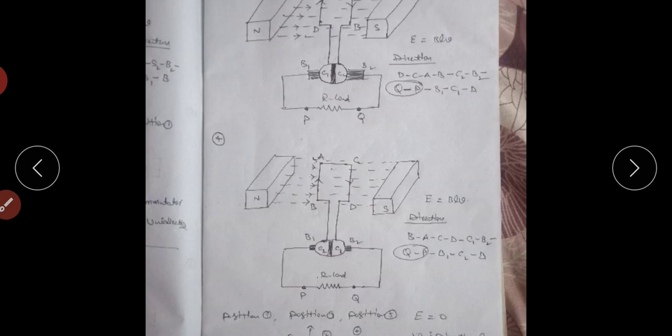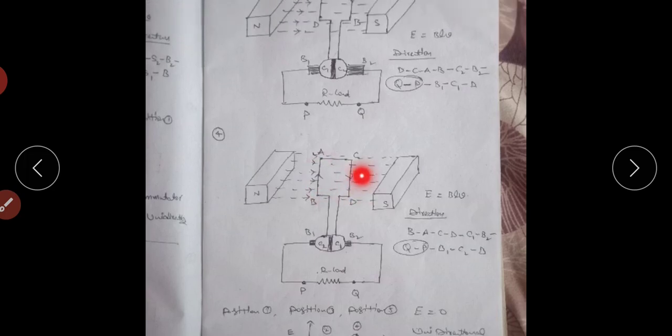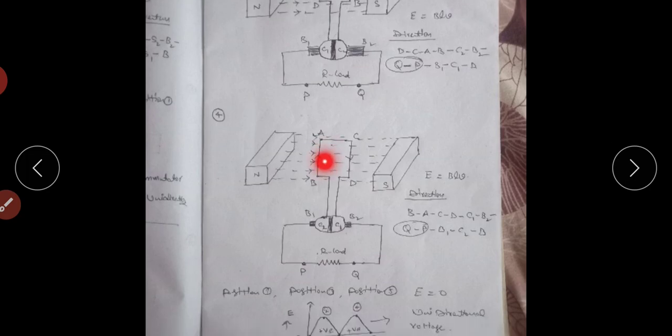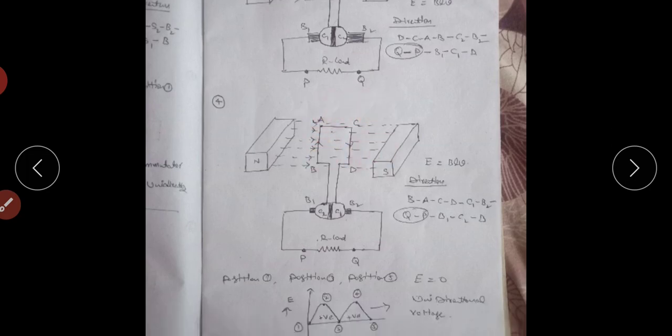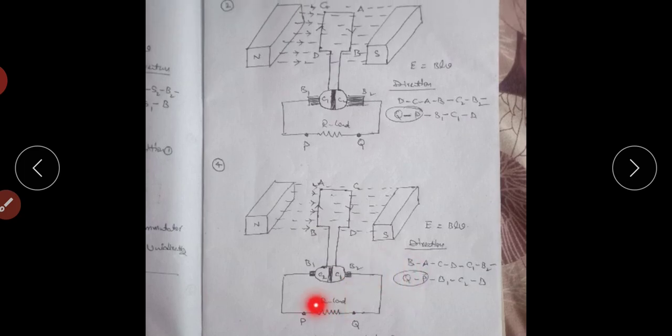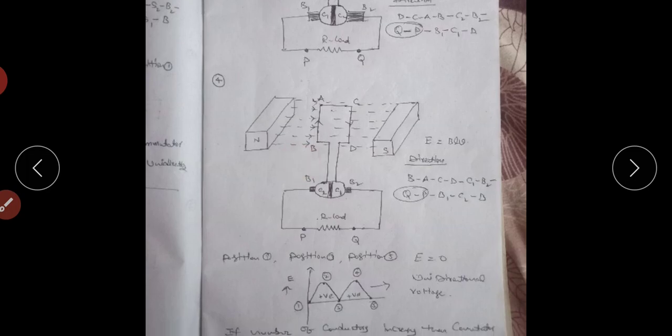In conductor AB, the current flows from point B to point A. In conductor CD, the current flows from point C to D. In total in the generator, the current direction is B to A, A to C, C to D, D to C1, C1 to B2, B2 to Q, Q to P, P to B1, B1 to C2, C2 to B. This is the current flow inside the generator.